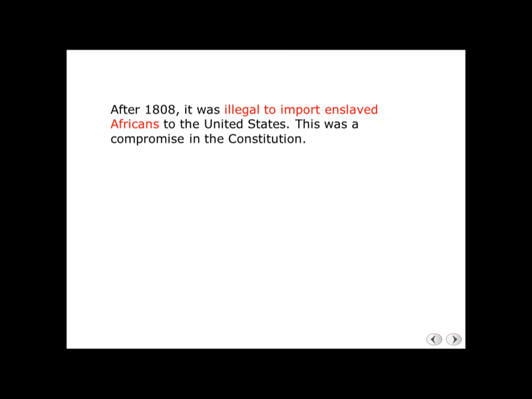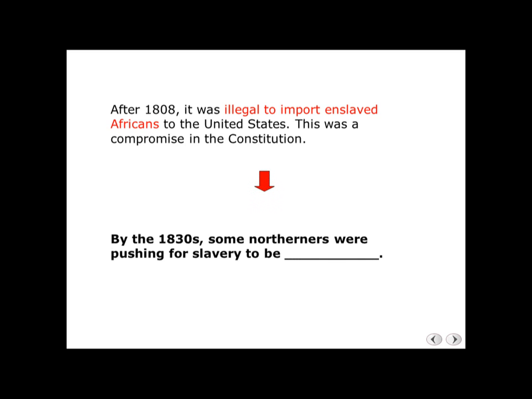After 1808, it was illegal to import enslaved Africans to the United States. This was a compromise in the Constitution. By the 1830s, some Northerners were pushing for slavery to be banned. So this is where we begin to see some Northerners, not all, pushing for slavery to be banned.